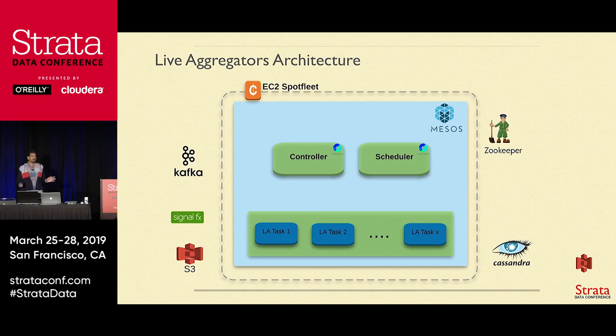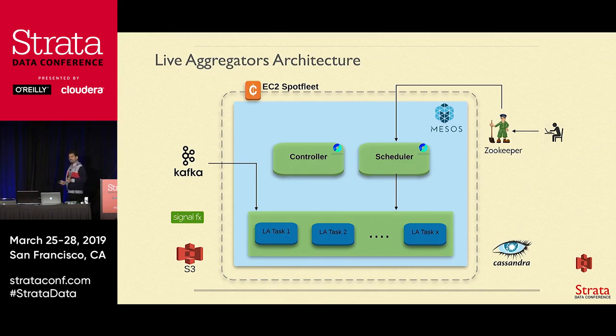So this is a high-level architectural diagram of live aggregators, which starts with a user coming in, deploying a new config or a new aggregation, and then that configuration goes to Zookeeper. Once it is there in Zookeeper, the scheduler picks up, OK, I have this view, I have to run this view, and picks up that view from Zookeeper and packs them in an LA task and deploys it on the Mesos cluster. So each LA task consumes data or the stream of messages from Kafka.